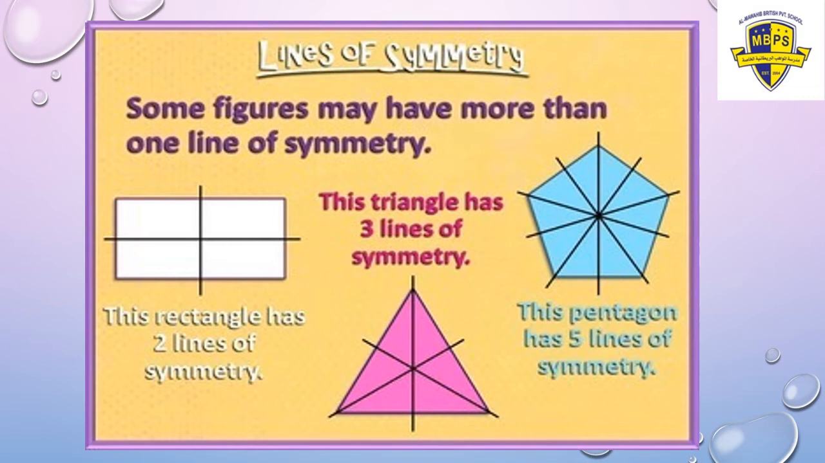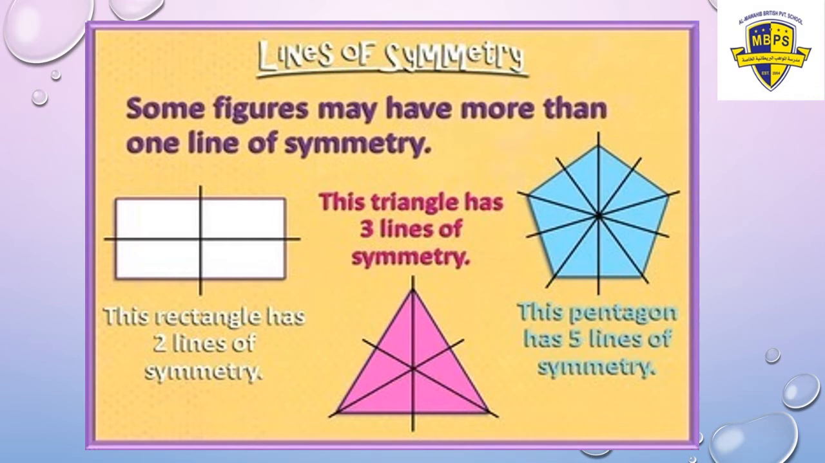For example, if you look at this rectangle, can you count and tell me how many lines of symmetry are there? Very good. This rectangle has got two lines of symmetry, the horizontal line and the vertical line. Now, if we fold the rectangle in both the ways, it's going to be the same. Okay? So, the rectangle has got two lines of symmetry.